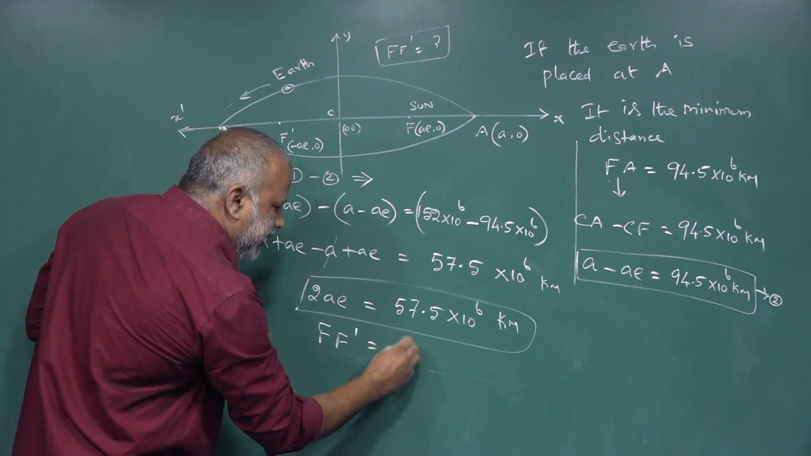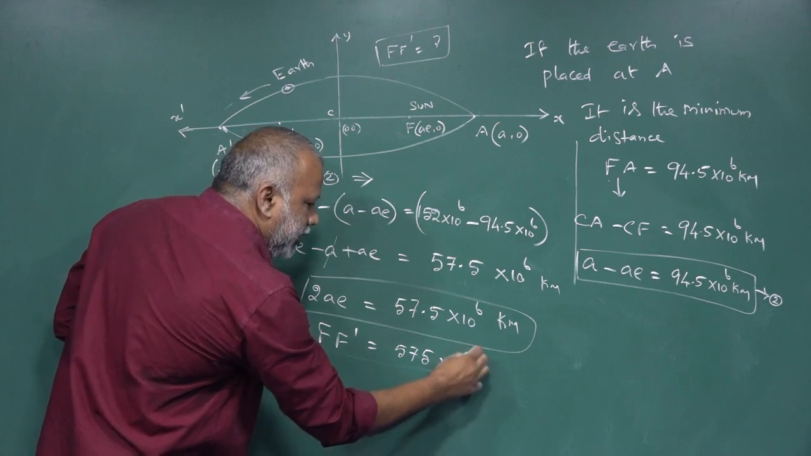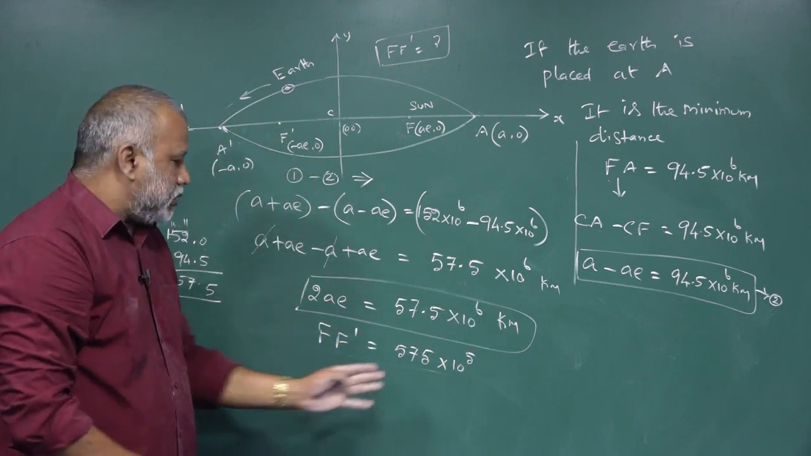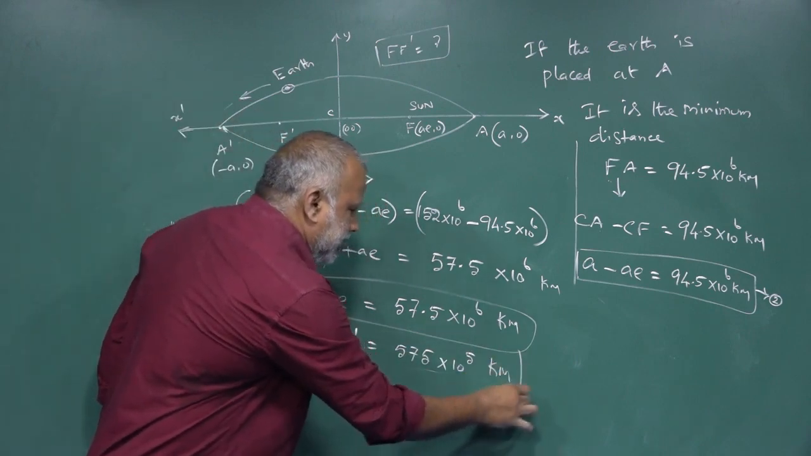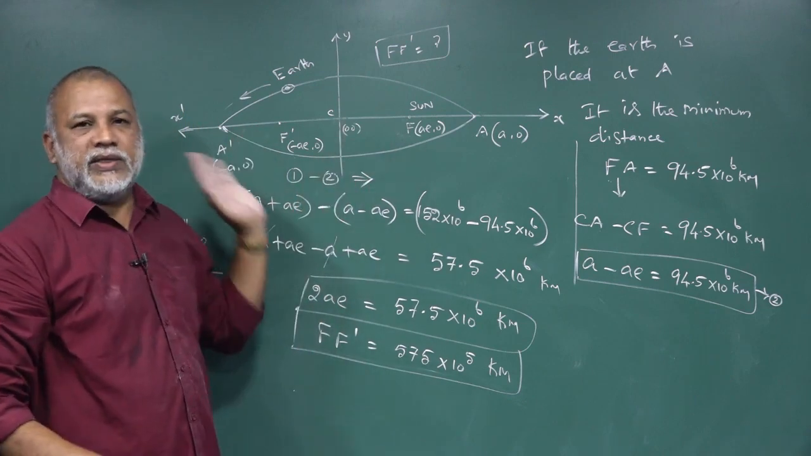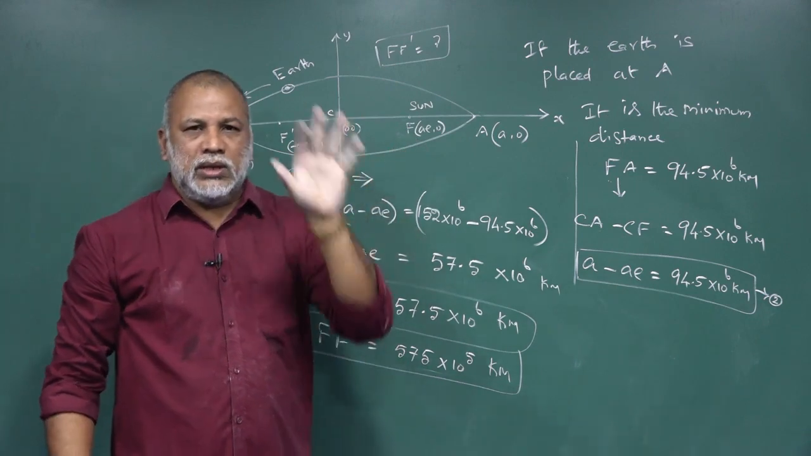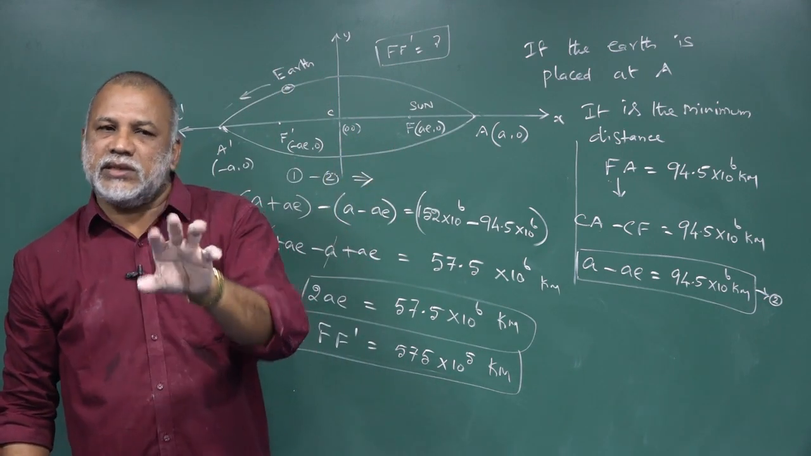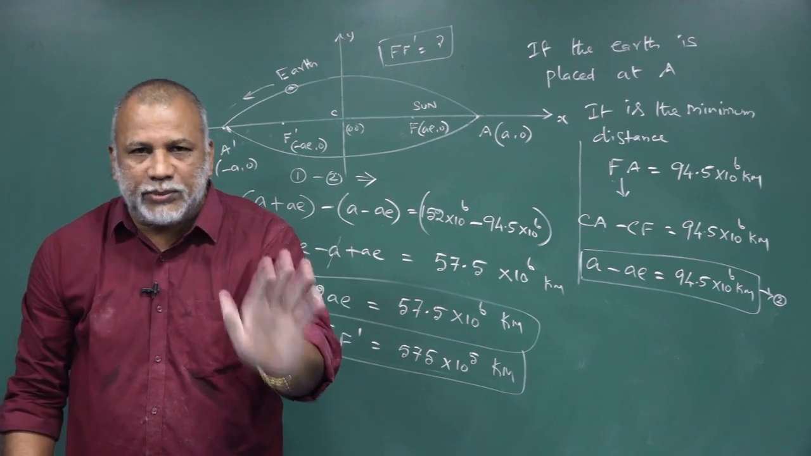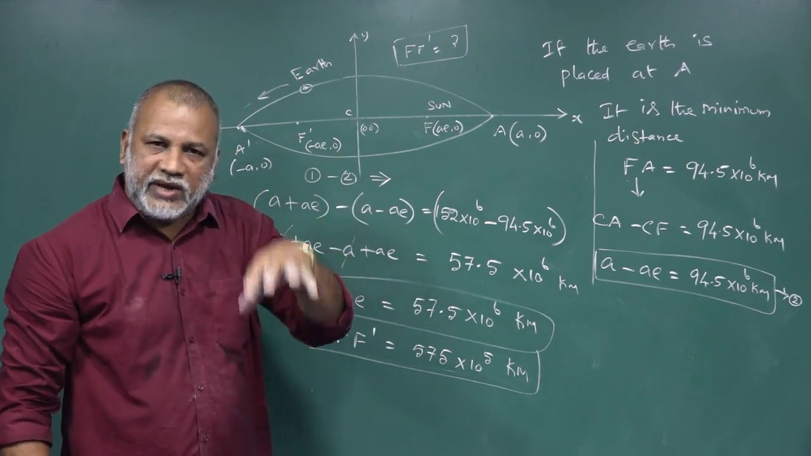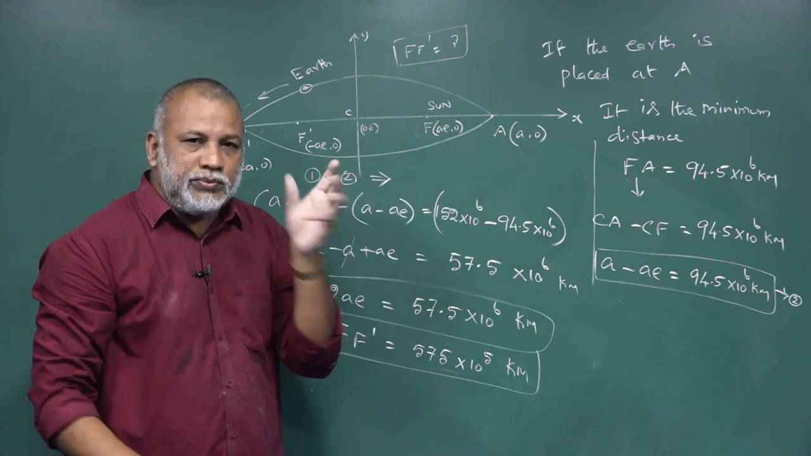I can write like this: 57.5. Instead of this decimal I am using 575 into 10 to the power 5. Instead of 6 I can take 5. So 575 into 10 to the power 5 kilometer. This is the distance between the sun and the other focus. This is a question asked today: find the FF dash. So you have to analyze the question and first take the rough diagram. It is a practical problem. You can apply your brain and use the practical problems, then draw a rough diagram. After that, take a fair diagram. In the fair diagram we are able to plot the points.